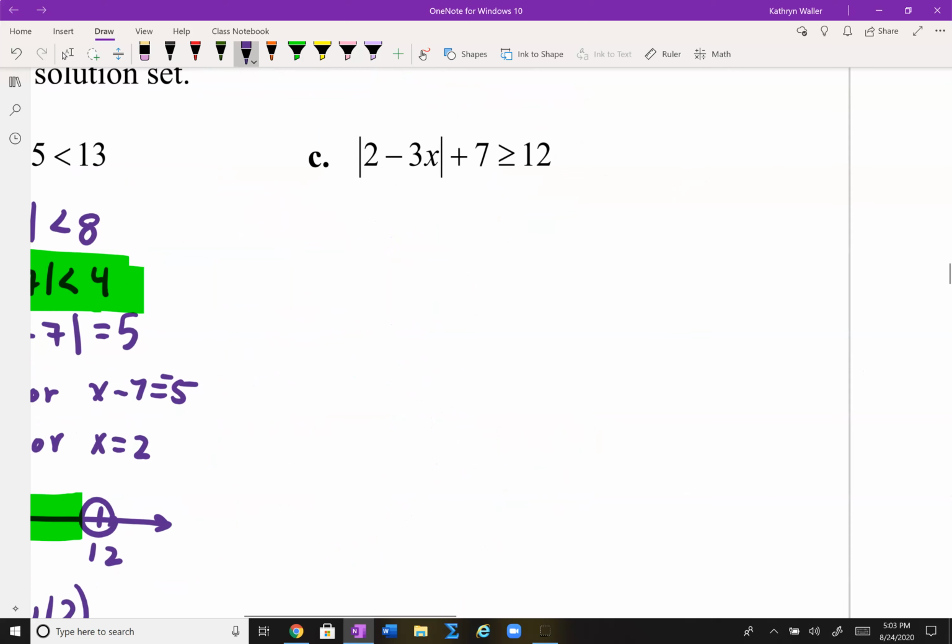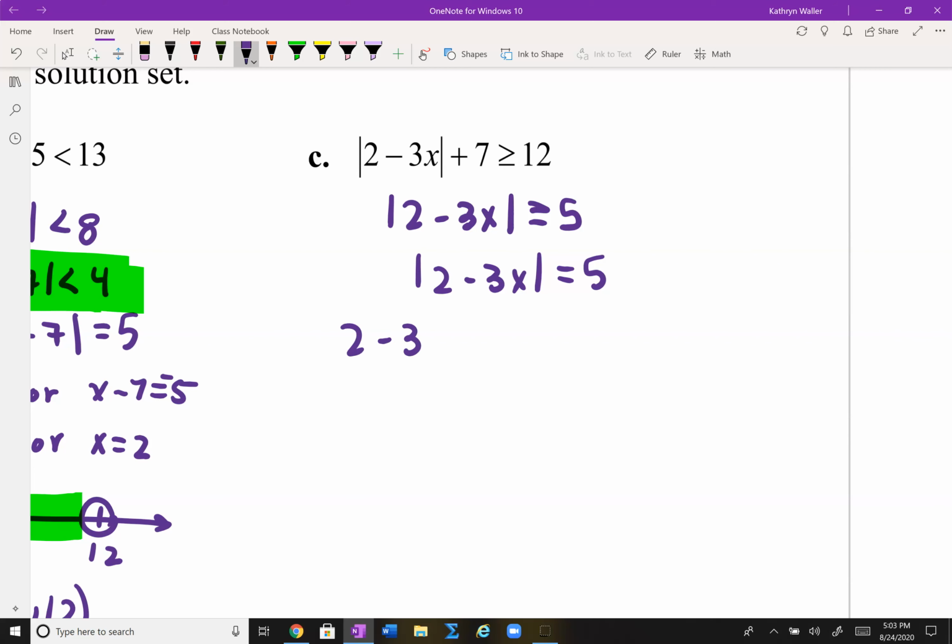Okay, let's do this one. So the 7 comes over and becomes a negative. So you have the absolute value of 2 minus 3x is greater than or equal to 5. Okay, it's alone. So now you make it an equal sign. That's a very critical step. Don't skip that step, okay?